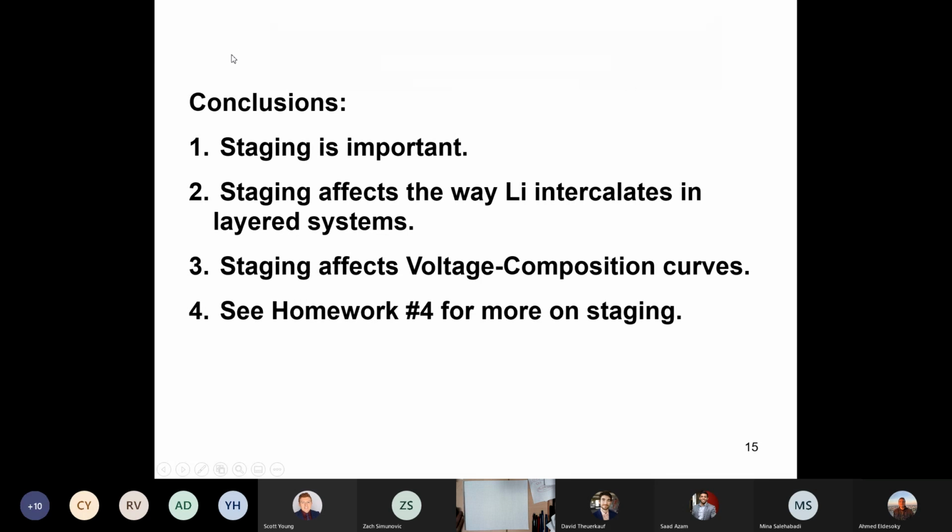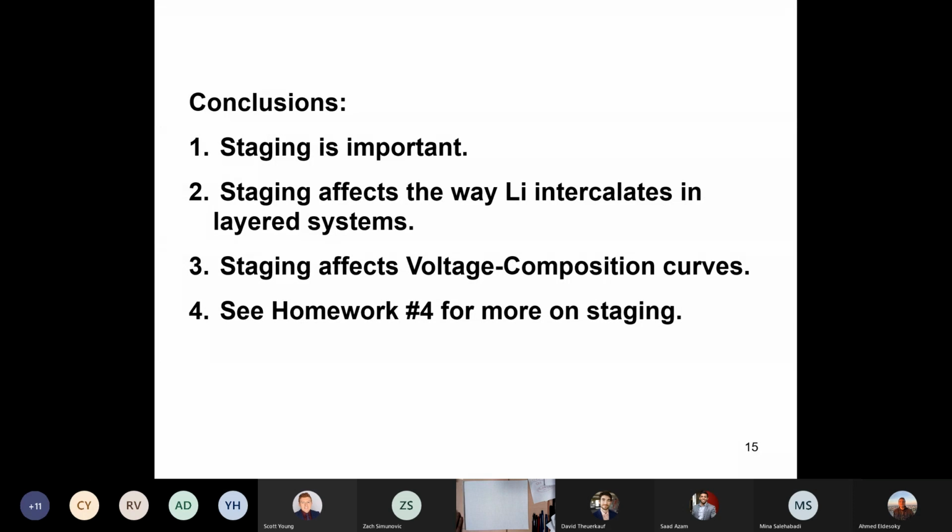So just the conclusions of this part of our treatment of staging. Staging is important. It affects the way that lithium intercalates in layered systems. It affects voltage composition curves. I've shown you there's little features that appear in the voltage composition curves for lithium cobalt oxide and lithium TiS2 and so forth. And on homework number 4, I'll give you a couple more questions about staging too.